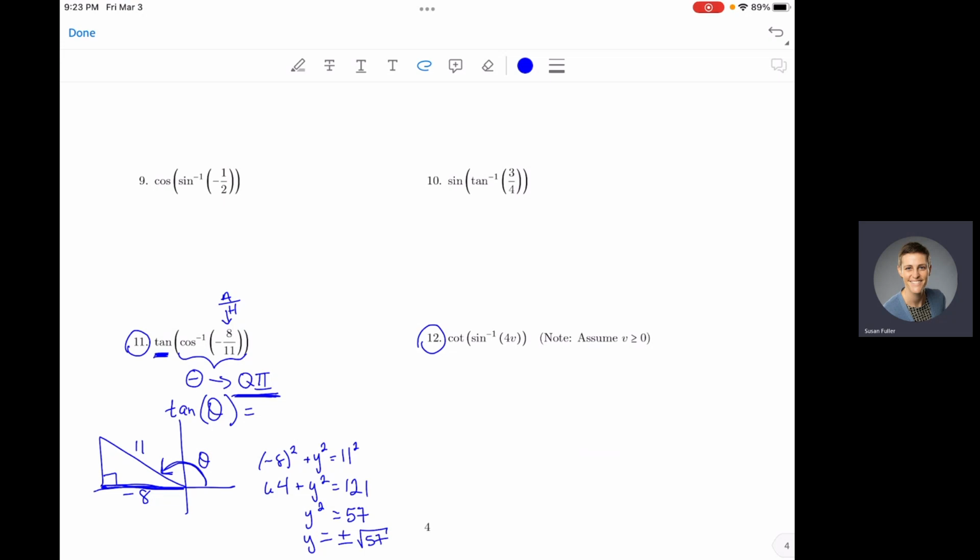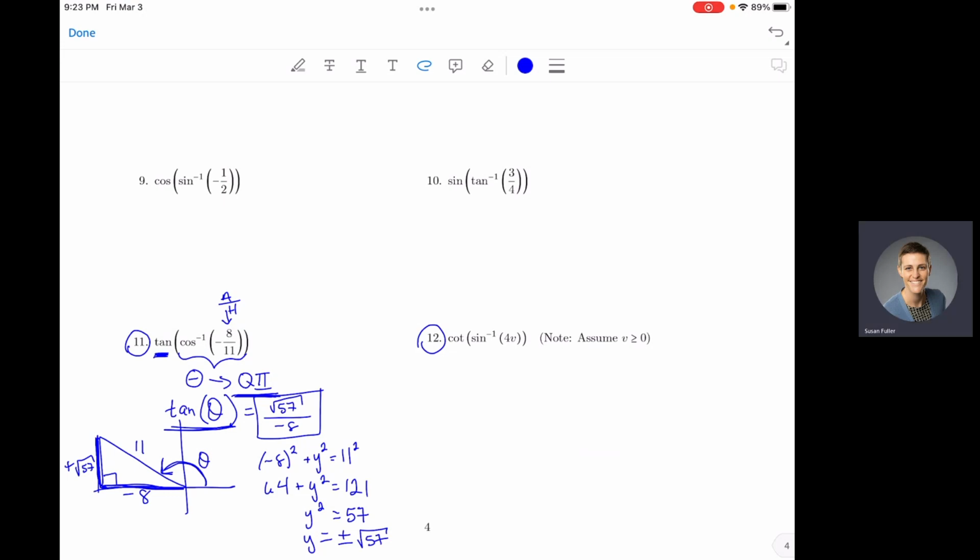So we're going to look at our triangle. Is this y value positive or negative here? In quadrant 2, that's positive. So this side is going to be positive square root of 57. And so now we can finish this problem. The tangent of that angle theta, that's going to be opposite over adjacent, which is the square root of 57 over negative 8. That is going to be the answer that comes out of this at the end.